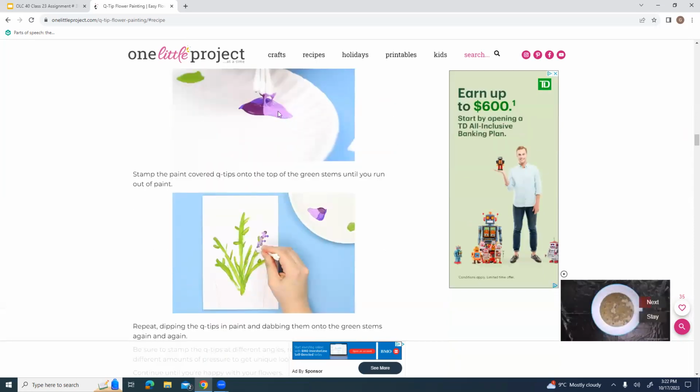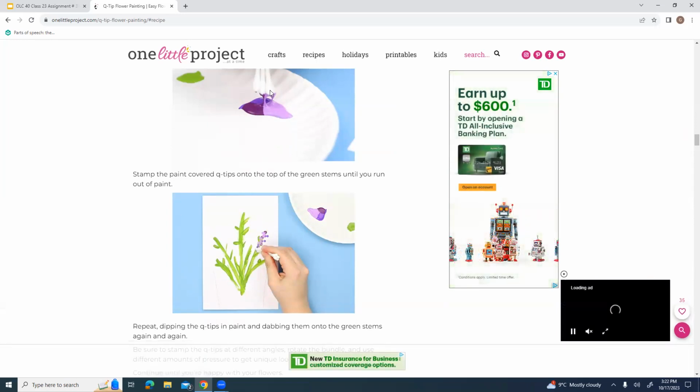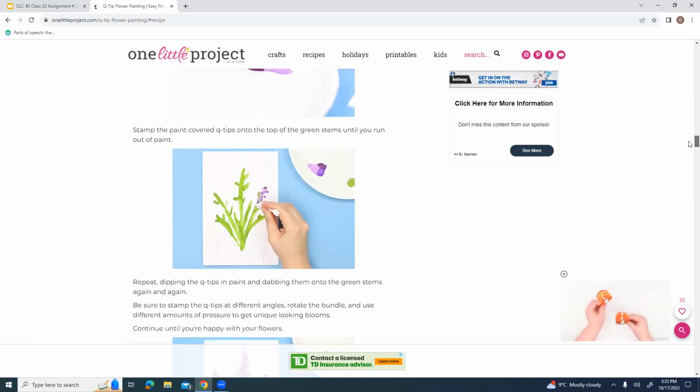And so they've got the kind of triple loaded, or I guess, I'm not sure what five would be, quintuple loaded the Q-tips into these different colors so that you have purple flowers, but you have a lighter shade, a darker shade, just like in real life, if you saw plants, would have that kind of pretty. Repeat dipping the Q-tips in paint and dabbing them.